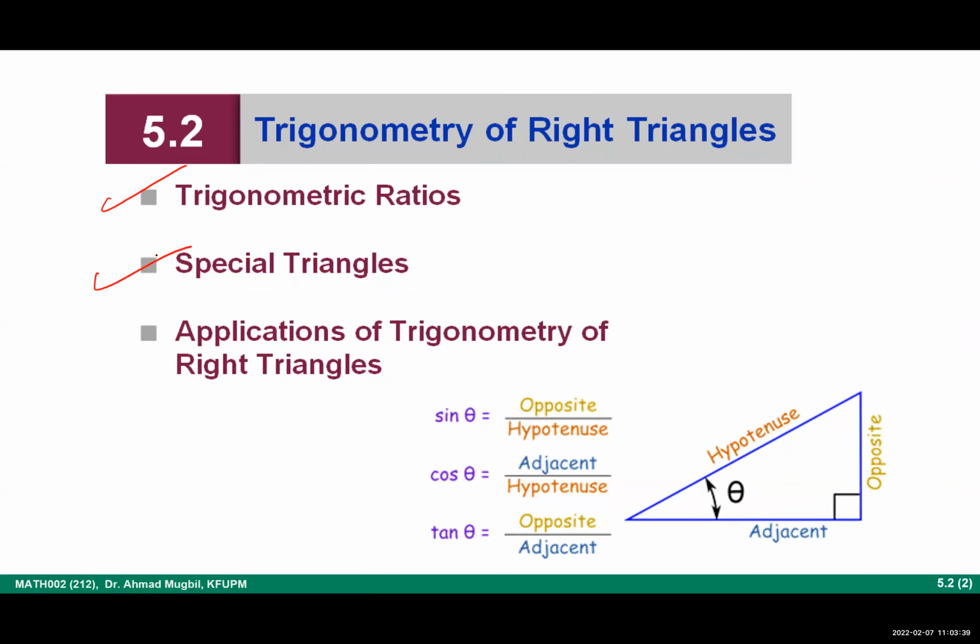So you can ask yourself, do you know what we mean by trigonometric ratios? What they are? How to find them? And can you find these ratios for the special triangles? The triangle with 45 degrees and the triangle with 30 and 60 degrees. Today, we will see some applications of the trigonometry of right triangles and how to solve such word problems.